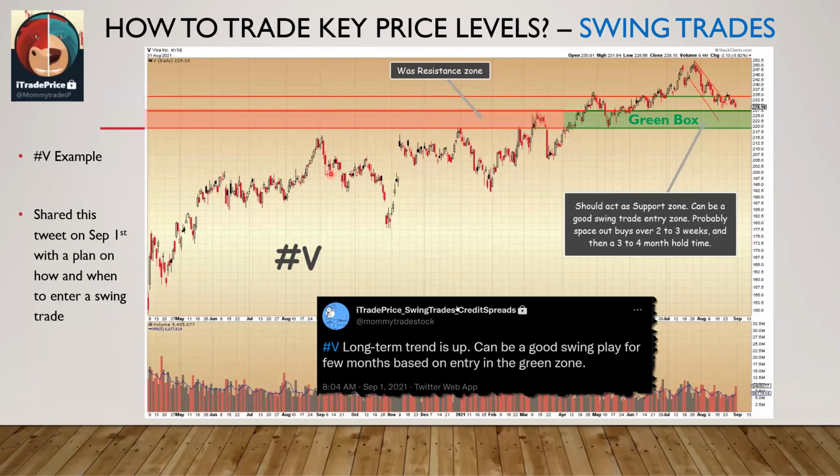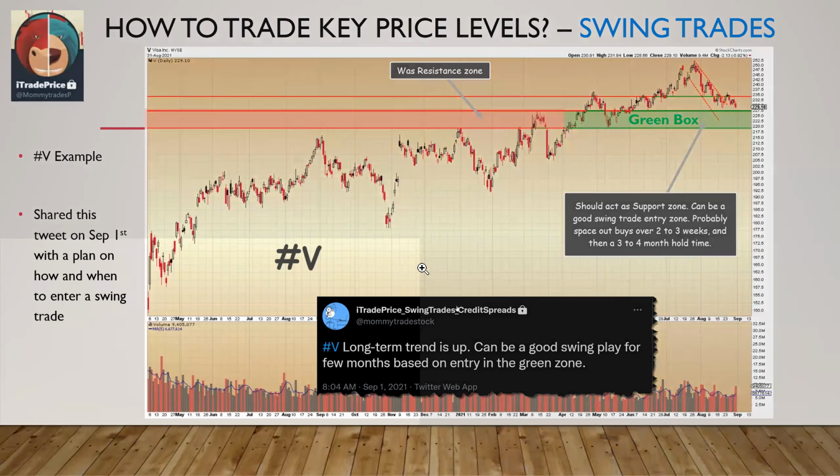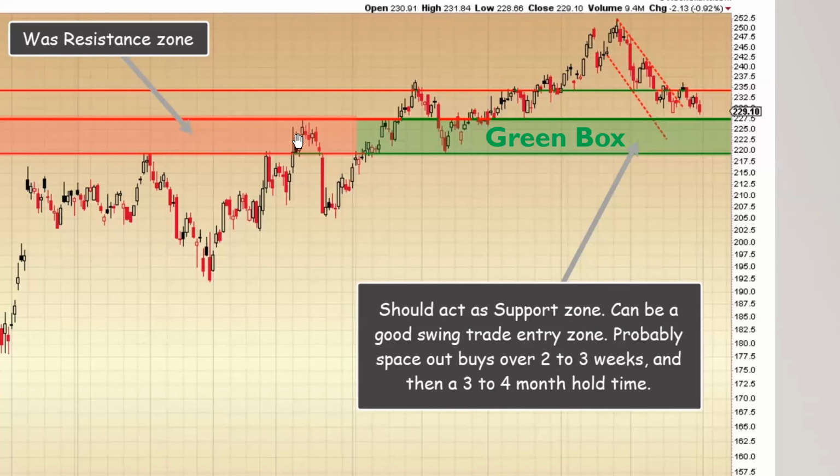Now, what about swing trades? Because there are people who like to swing trade stocks as well. They don't have the time to sit in front of the computer all day actively managing a position. So this is a recent example where I've also introduced this sort of a green box concept or whatever you want to call it. This is a daily chart of Visa. And what I'm trying to tell everybody here is that these two levels, 227 or something and 220, mark an important key level for this stock.